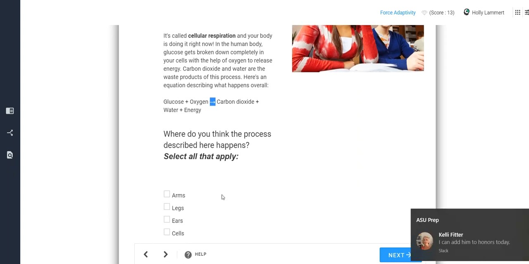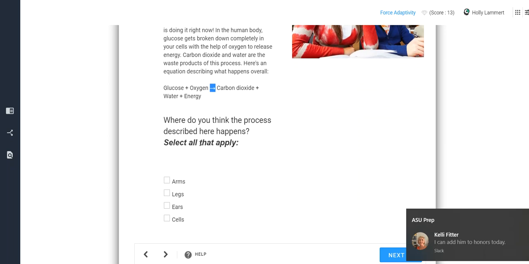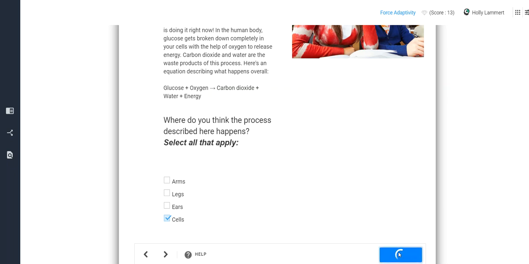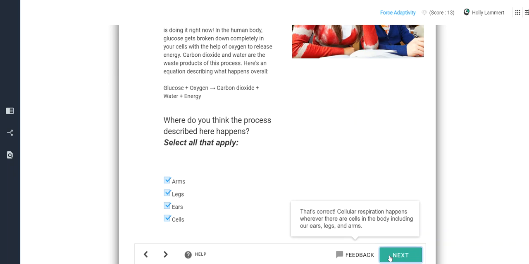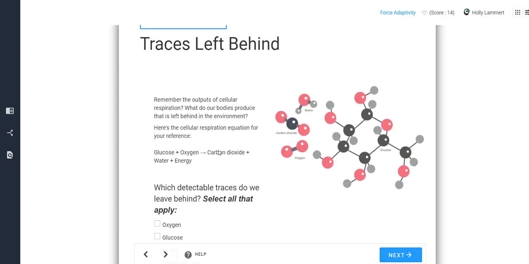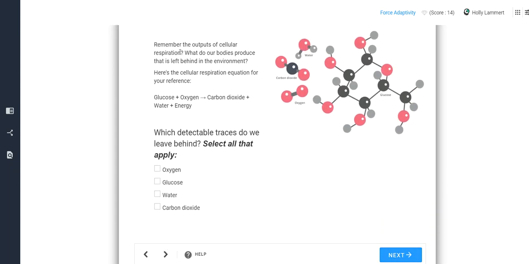Where do you think the process described here happens? Arms, legs, ears, cells. It happens in every single one of your cells. Okay, so because it happens everywhere, we can select all of them. Cool. Remember the outputs of cellular respiration. What do our bodies produce that is left behind in the environment? So what is left behind? Carbon dioxide and water.